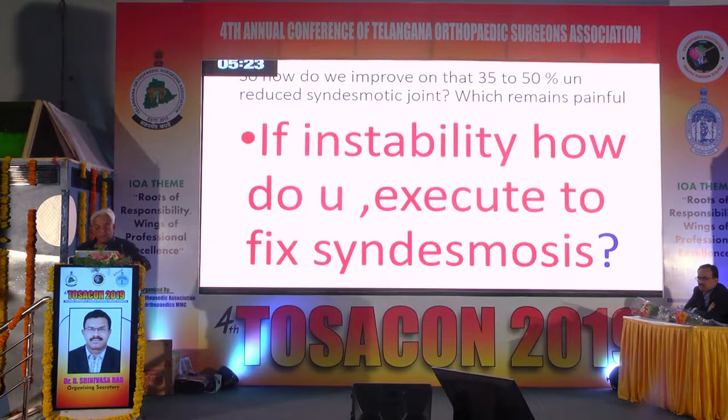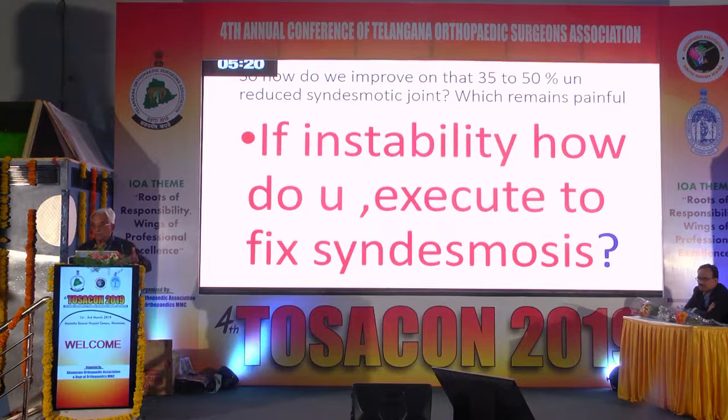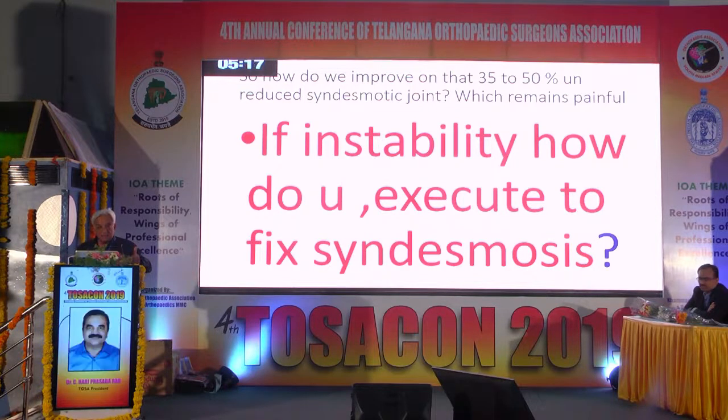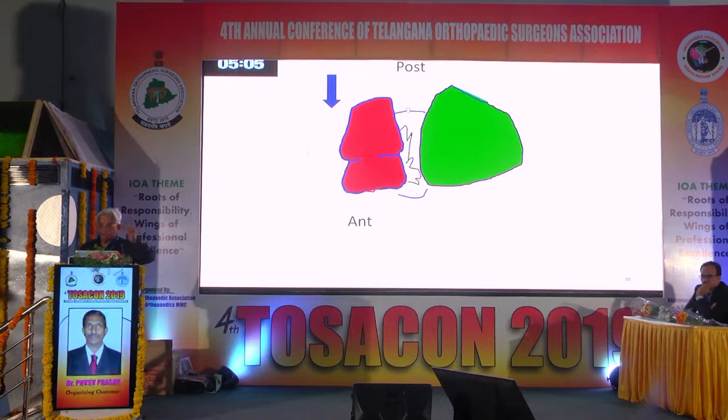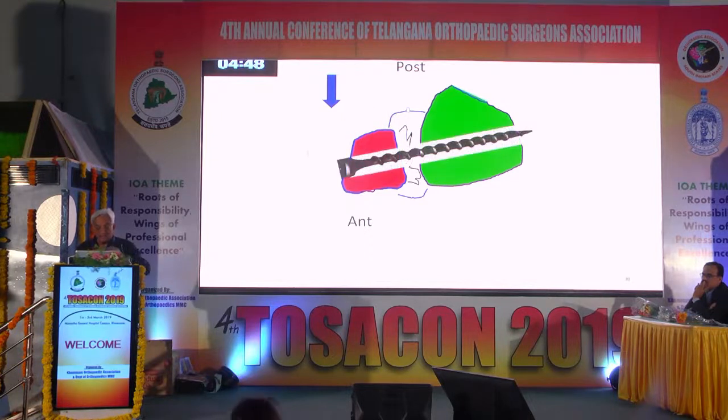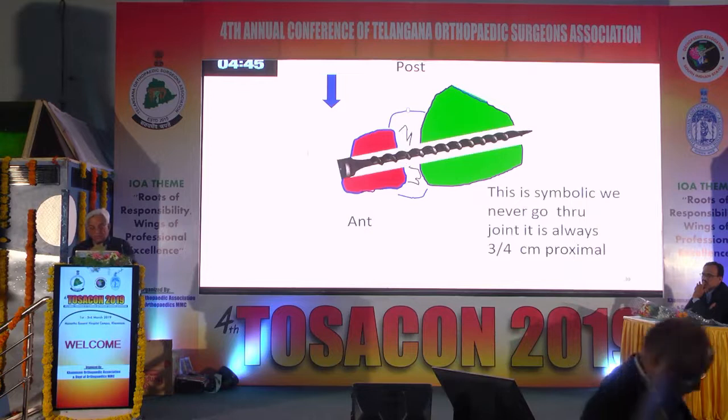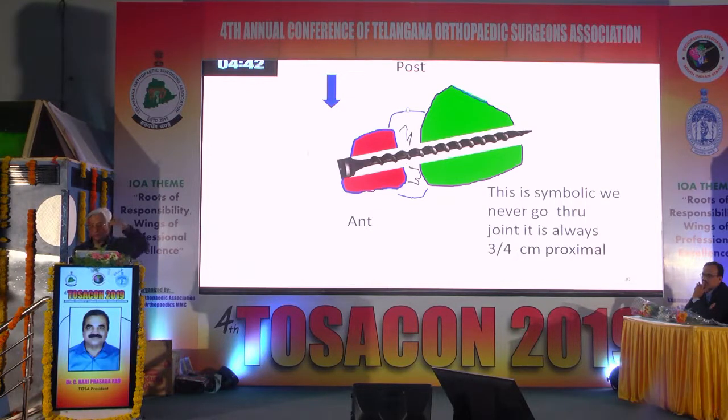If there is instability, how do you execute the fixation of the syndesmosis? Now this is what we never do; this is what I recommend. The fibula is displaced posteriorly. So first and foremost, if you want to fix the syndesmosis, displace the fibula anteriorly. Then it will come into the normal alignment. Hold that anteriorly and transfix it with a K-wire, keeping that reduced anteriorly. Once you have reduced anteriorly, there is a good chance that you have achieved anatomical reduction. And now, having come there, put the screw. We never go through the joint; it is always 3 to 4 centimeters proximally.